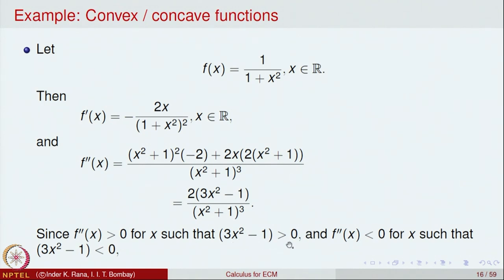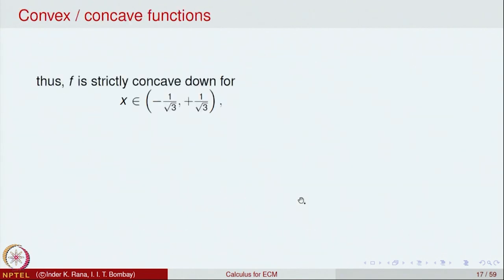3x square minus 1 bigger than 0 means 3x square is strictly bigger than 1. So, that means x square is strictly bigger than 1 over 3, which gives you two values. So, f is strictly concave down for the interval minus 1 by square root 3 to plus 1 by square root 3. And outside that interval, the function will be concave up.